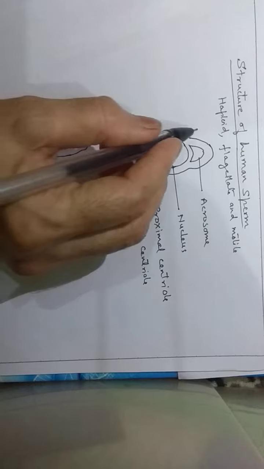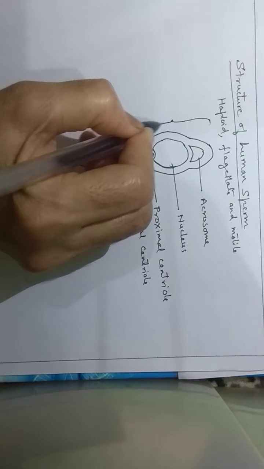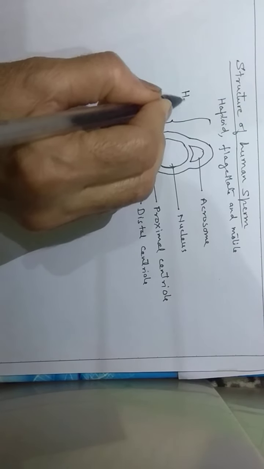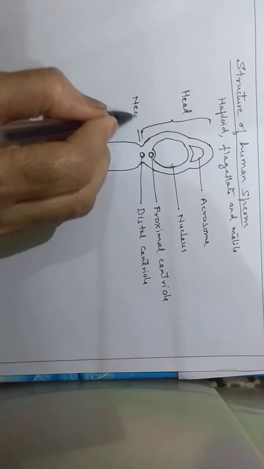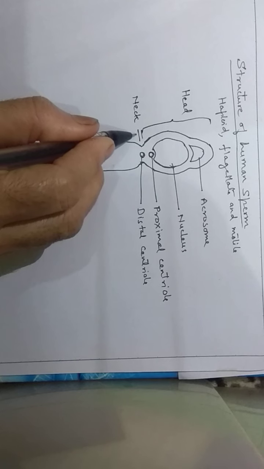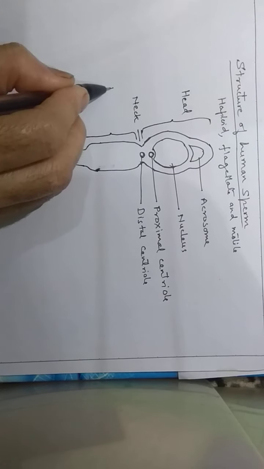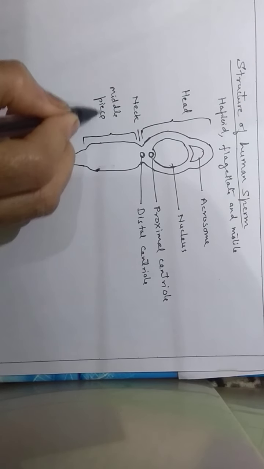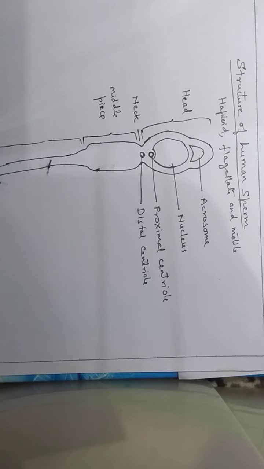So the sperm is divided into the head region, then the neck, the middle piece, and then the last part, the long tail.